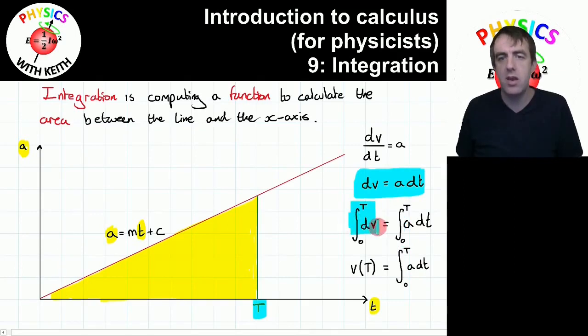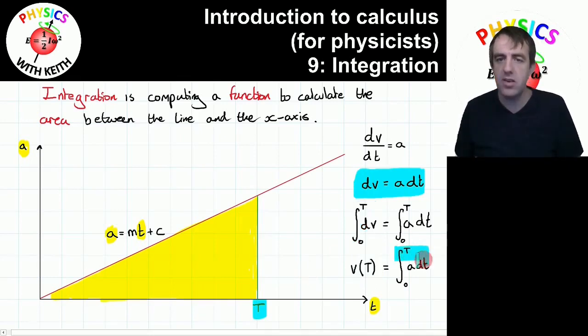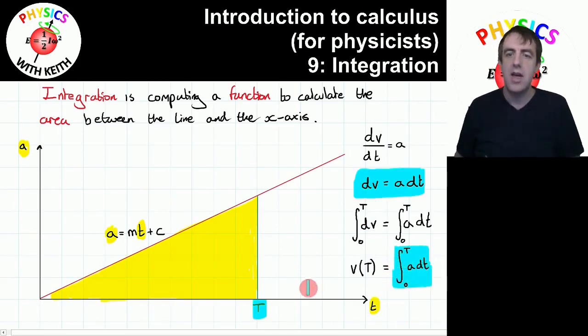Well, this term here on the left-hand side, adding up all the bits of velocity, you're just left with what the velocity is at the time t. And that's because we started from 0. We'll look at cases where you don't start from 0 towards the end of this video. But that just leaves this strange thing on the right. How do I integrate a with respect to t? And I have the function for a here on the left.